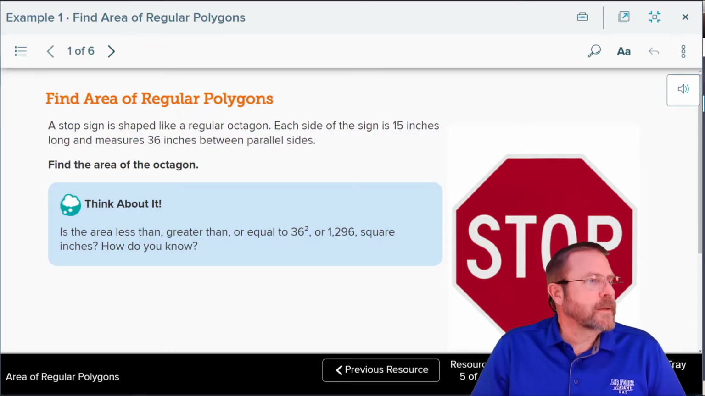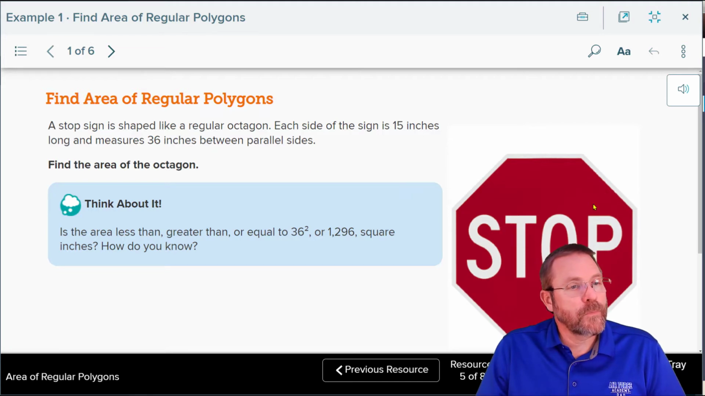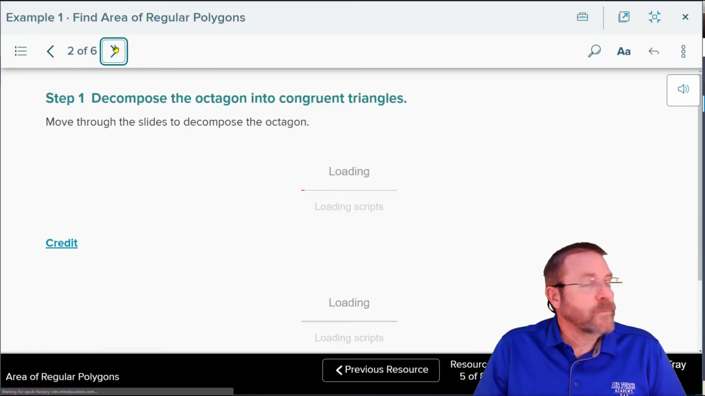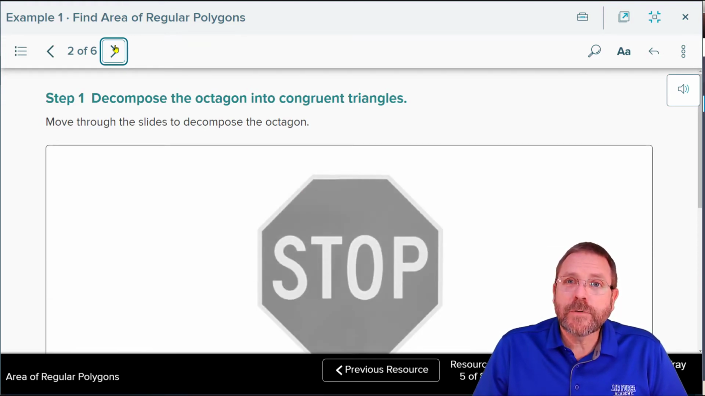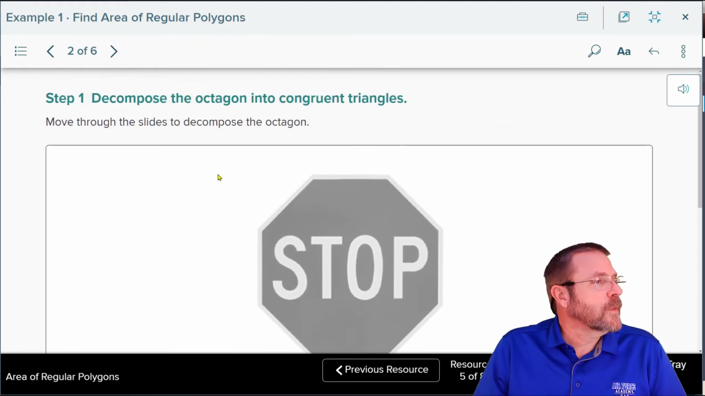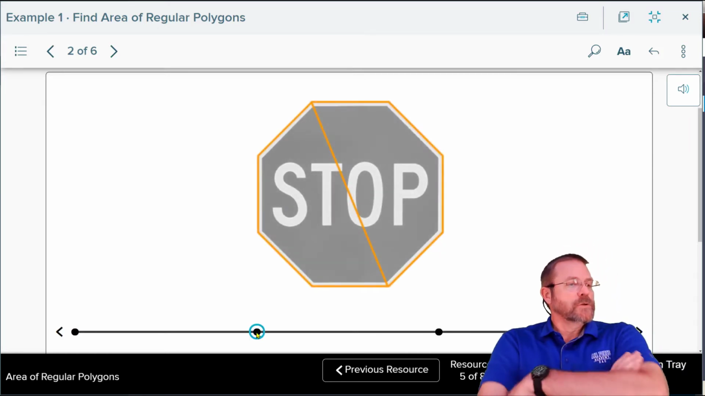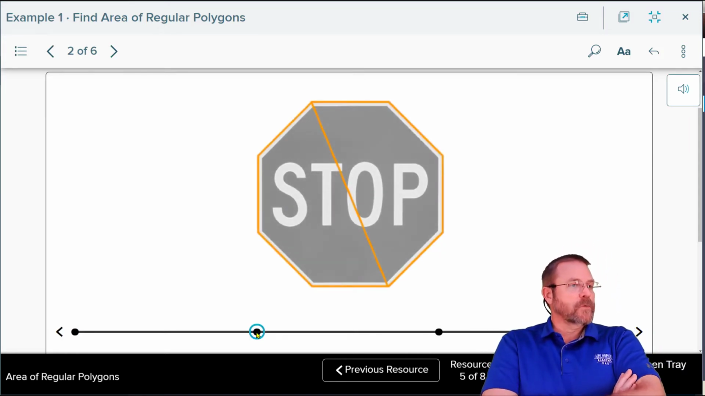A stop sign is shaped like a regular octagon. Each side of the stop sign is 15 inches, and it measures 36 inches between the parallel sides. So we have 36 inches this way, 36 that way. Find the area of the octagon. Well, to do that, we're going to need to decompose some sides here. So first thing they want us to do is move through some slides and see how they're going to cut it up. And what they chose to do is cut it right across that way.